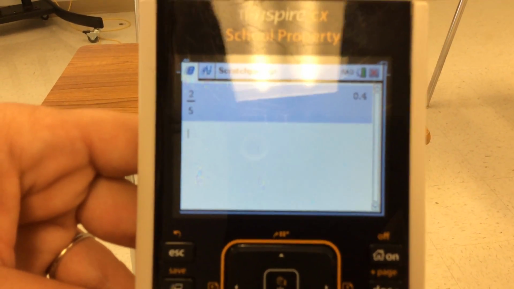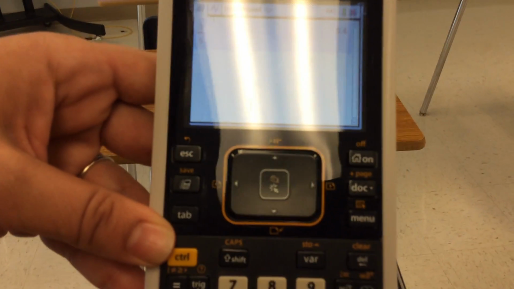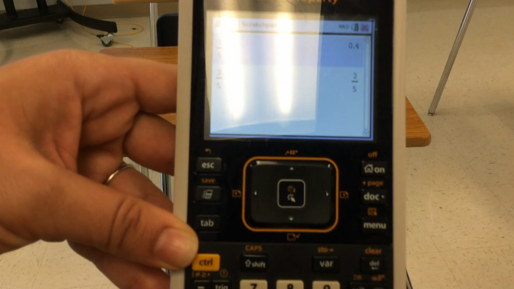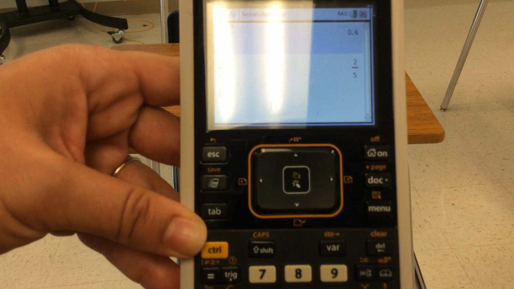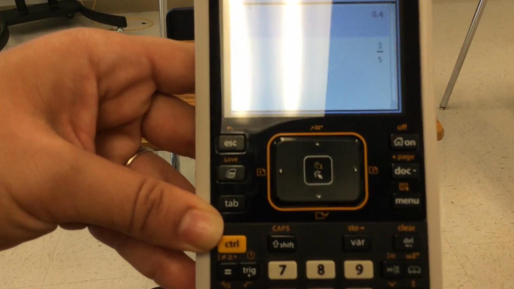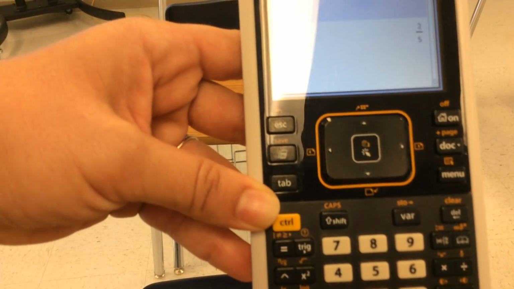You are more than welcome to do that in 8th grade. Now, if I were to type 2/5 in and just hit Enter itself, it's going to give it to me as a simplified fraction. So to be able to turn it into a decimal, you must remember to hit Control and then Enter. But one of the great things about that is your calculator will also simplify fractions for you.